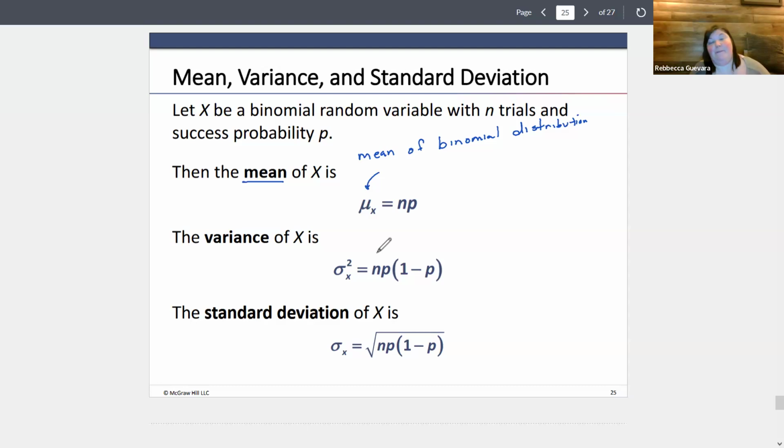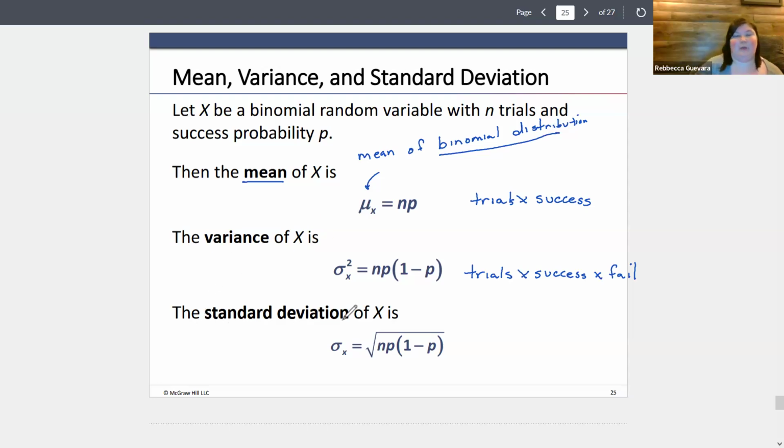Variance is going to be the number of trials that we had times the success times the fail. So that's trials times success times fail. And then the standard deviation is just going to be the square root of the variance. So the square root of n times p times 1 minus p. So these are all for a binomial distribution. Variance for a binomial distribution, standard deviation of a binomial distribution.